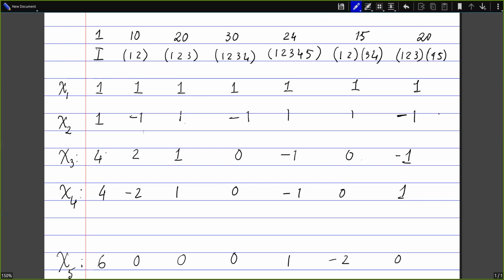In the next video, we will determine the conjugacy classes of A5, because to write down the character table of A5, first we need to find out the conjugacy classes. In the next video we'll find out the conjugacy classes in A5. Then once we find that, from this table we will write down the table for A5. So with that I will stop here.